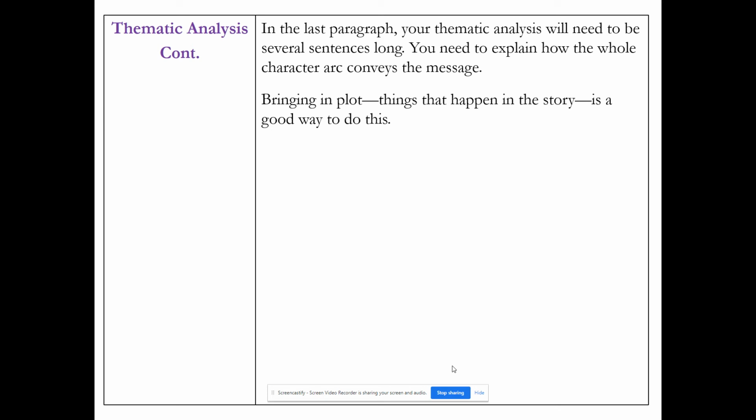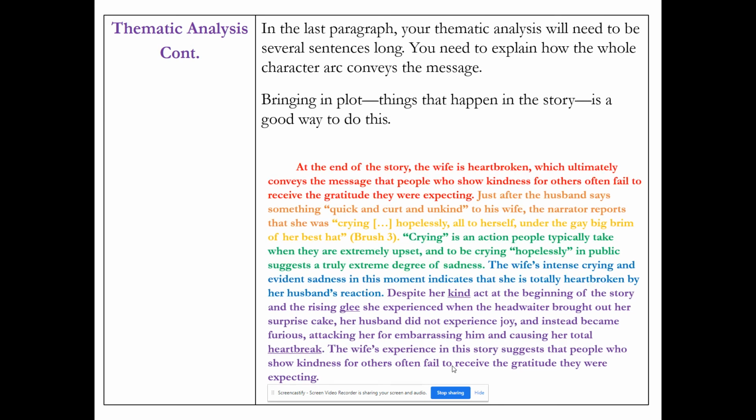So bringing in plot is a good way to do this, right? Bring in some things that happen in the story, and those events, explaining those events, tying those events to the character arc, can help you to engage in strong thematic analysis. So here's an example of the third body paragraph for the wife. Again, it would be in the same essay as the other examples, but it's the third paragraph instead of the first one that we were looking at earlier. I'll read the whole thing actually.